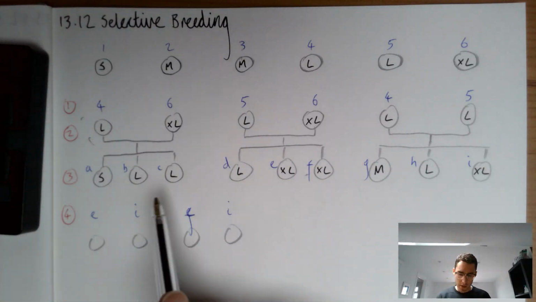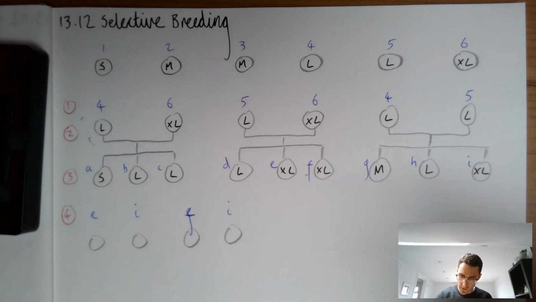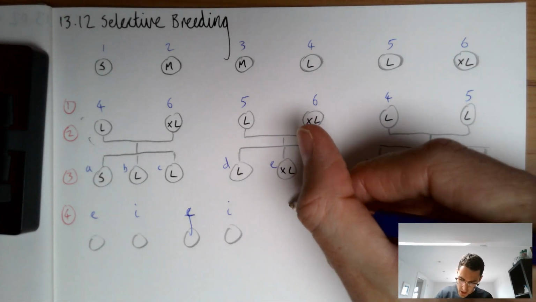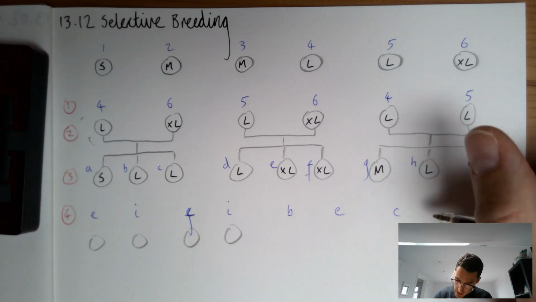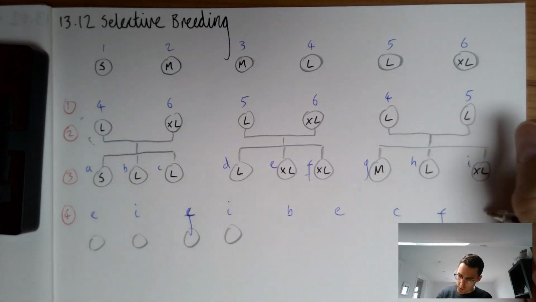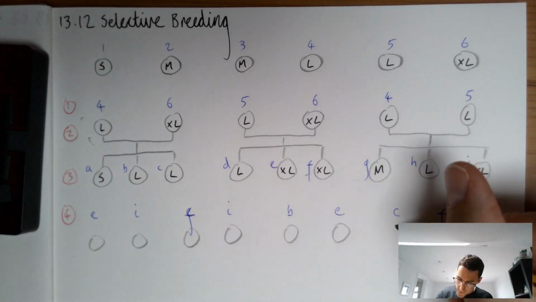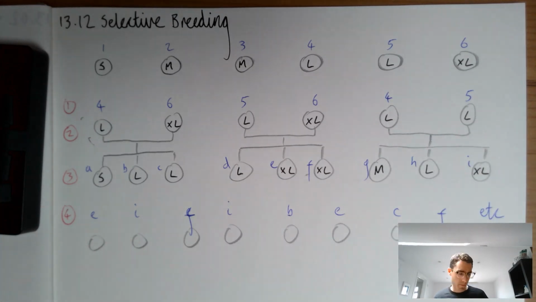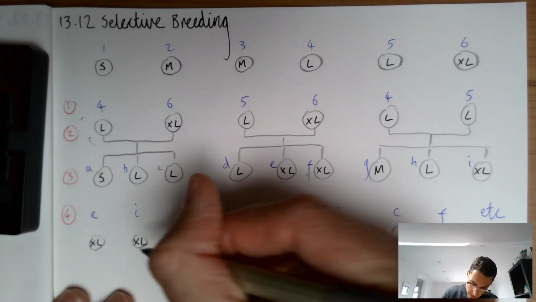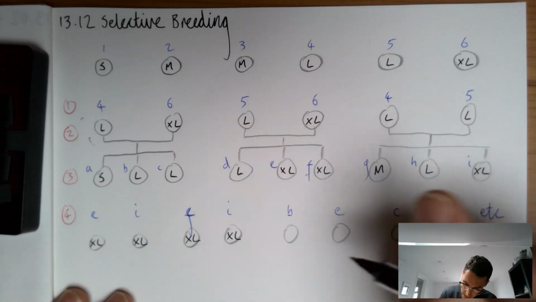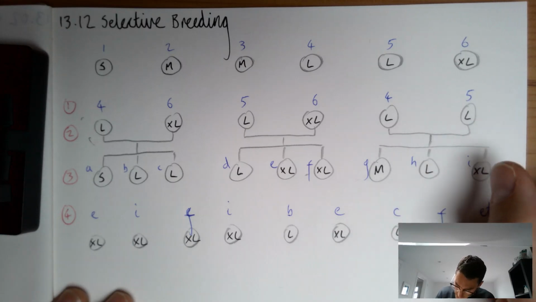And then you could say, well, I might also want to do, I don't know, B and E and C and F and so on, all of these different combinations, so B and E, let's see, C and F, all of these different ones, I'll just put etc. So I'm going through the process again. This time I'm breeding the offspring with the largest muscles together. And if I put some sizes in here, so these are XL, XL, XL, XL, B was L, and this is an XL, and this is another L, XL, and so on.